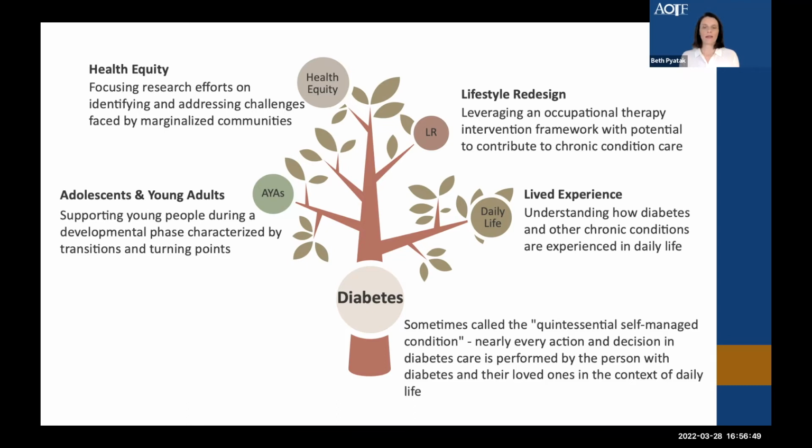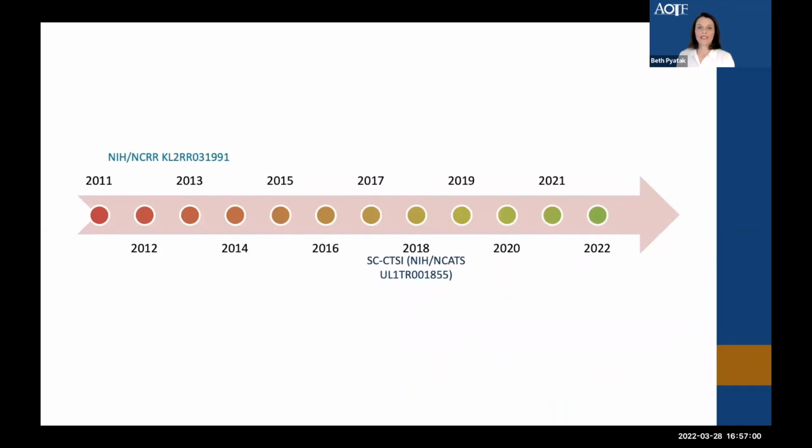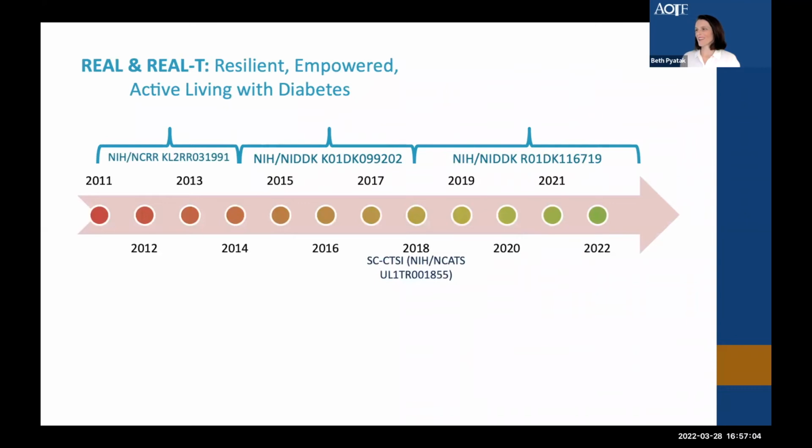So that's really the start of my research career, was figuring out, is there a way we can develop a lifestyle redesign intervention for diabetes? So this is a timeline of my research. Whoops, I have a few animations that were not correctly put in there, I apologize. But the Real and Realty studies are really focused on this question of how can we develop an OT intervention that will address the needs of people with diabetes? And this has really spanned the whole rest of my career to date.